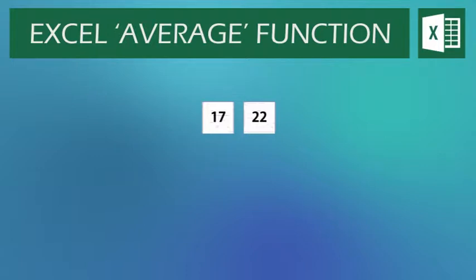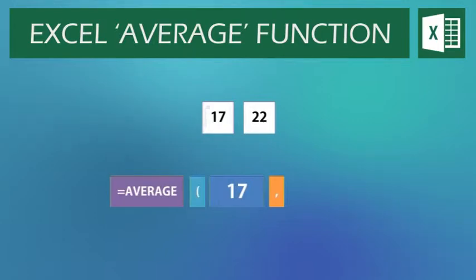In this example, I want to find out the average of 17 and 22. So, to write our average formula, we start with equals average, open brackets, then the first value that we want to find the average of, in this case 17. Then we type a comma. In Microsoft Excel, the comma allows us to move on to the next part of the formula. This works for all formulas. The second part of the average formula is the second value, in this case 22. To finish the formula, we close the brackets.